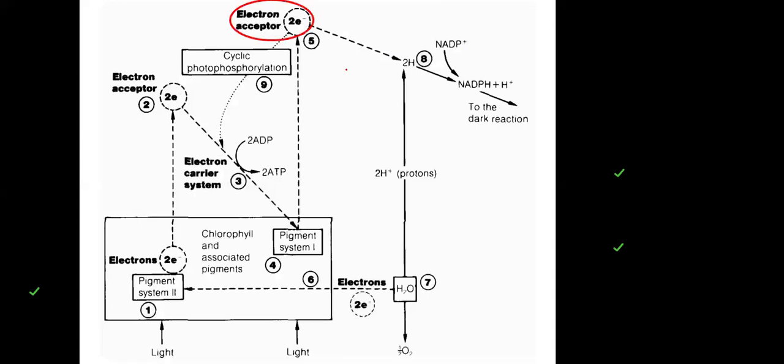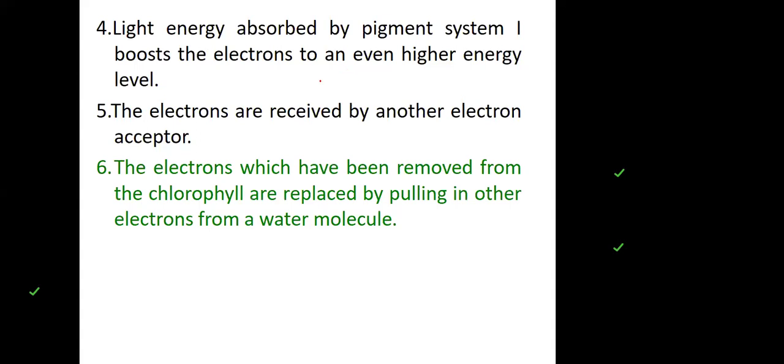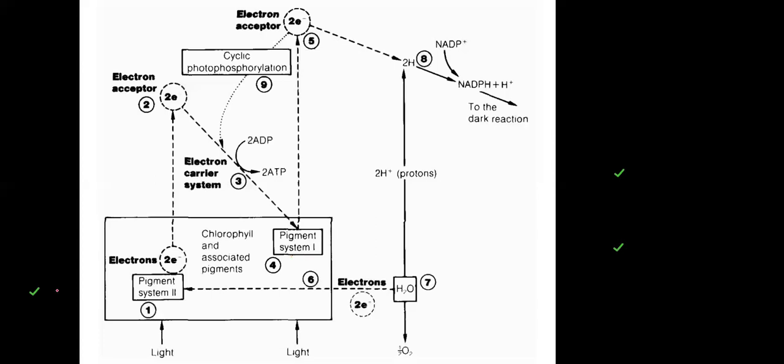So that's what we just talked about. Then we see that the electrons which have been removed from chlorophyll are replaced by pulling in other electrons from the water molecule. That's what I talked about earlier. So this is what we are seeing right here. Remember that at the beginning, there were electrons that were lost from this photosystem. Okay, and now this photosystem is unstable. So for it to produce other electrons, they must replace what was taken away. So that is what we have there.